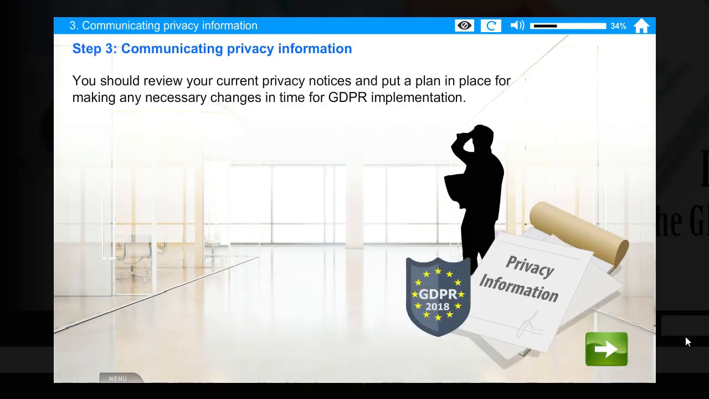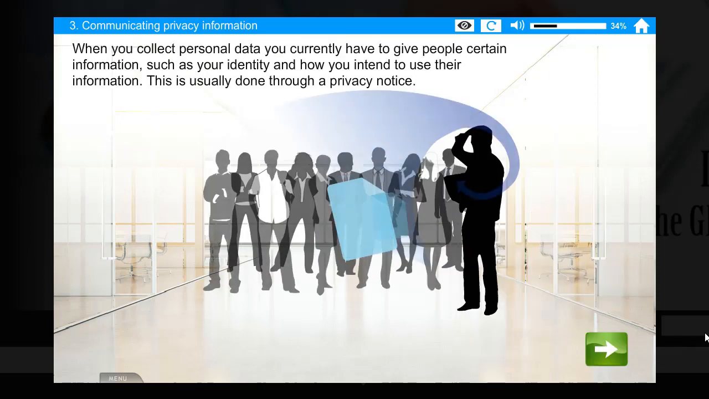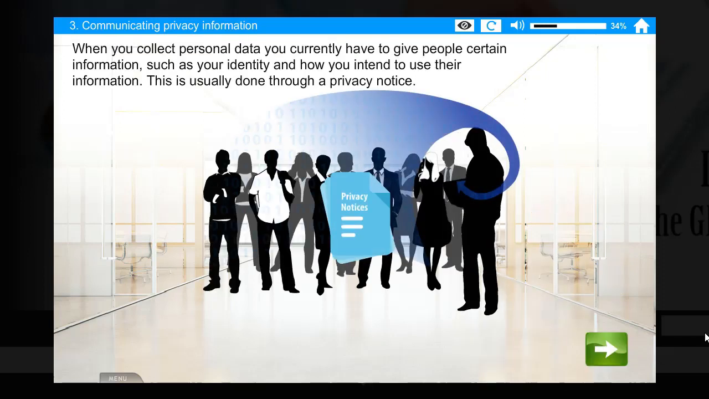Communicating privacy information. You should review your current privacy notices and put a plan in place for making any necessary changes in time for GDPR implementation. When you collect personal data, you currently have to give people certain information, such as your identity and how you intend to use their information. This is usually done through a privacy notice.